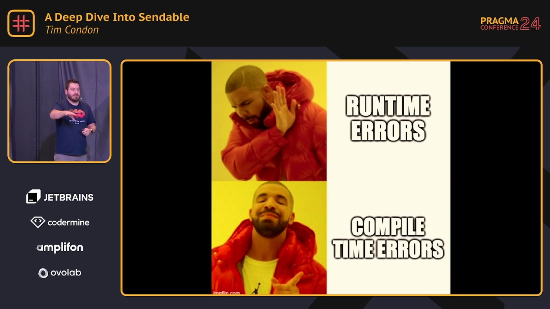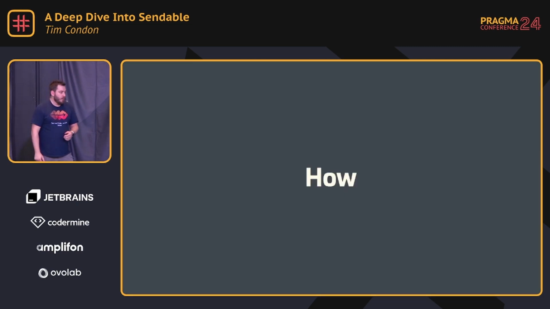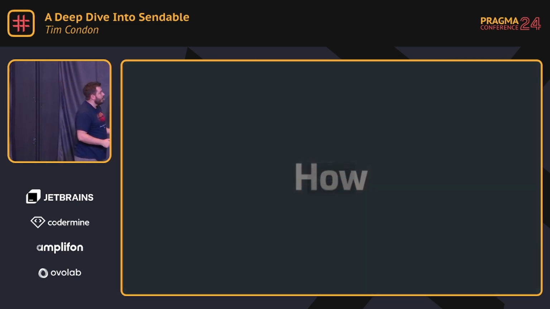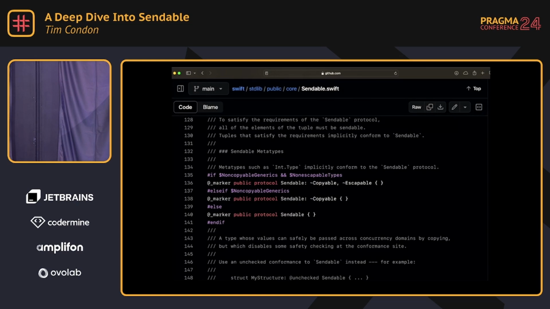And it goes back to this ethos of shifting left, of removing all of these runtime crashes when you do something that's unsafe and turning it into a compiler error. So how does this work? Well, Sendable is just a protocol. You can see it in the standard library. You can see it defined.